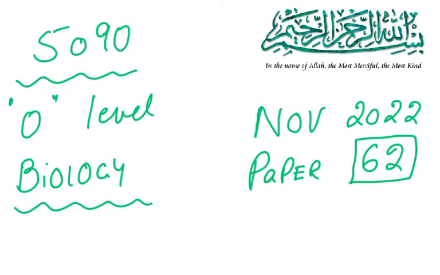This is paper 6.2, an alternative to practical, which will now be paper 4 in the new syllabus for 2023. It is also called ATP, or alternative to practical, which means it is going to check how well your practical skills are and how well you understand the practical procedures that we do.